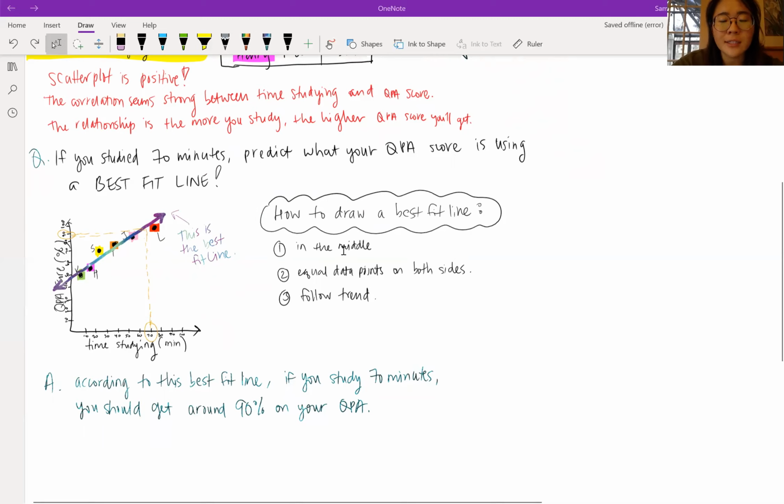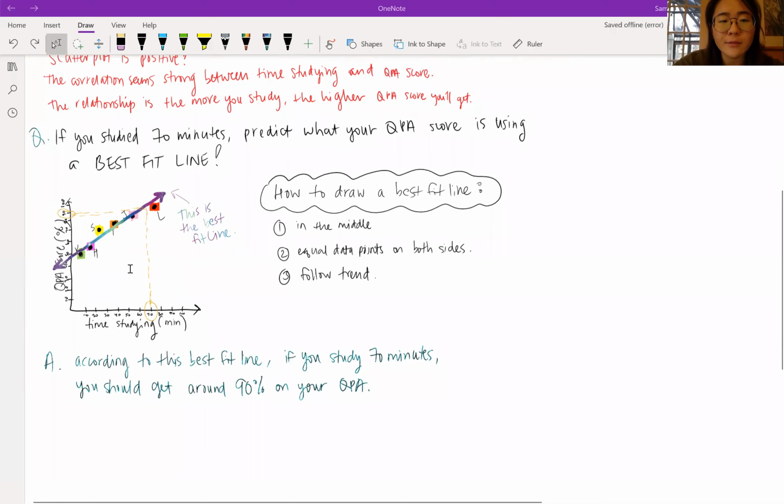I made sure that it's in the middle, that it has equal data points on both sides, and it follows the trend. Okay, so the line cuts through the middle of the data points. It has equal amount on either side, and it follows the positive trend of the scatter plot. So based on this, what I can do is answer that question, right?